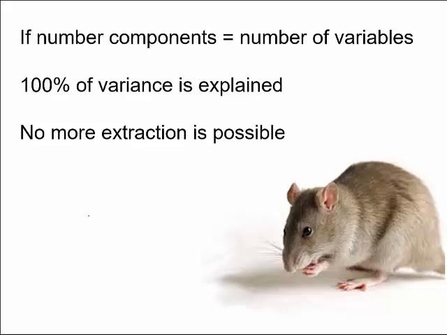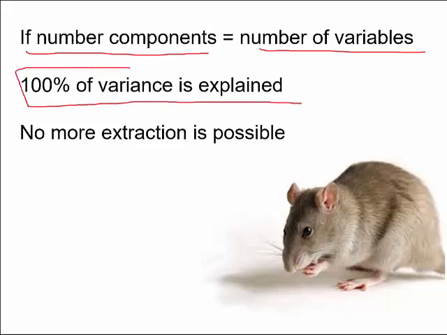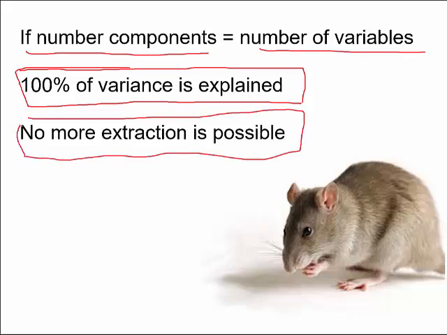And once I have extracted a number of factors that is the same as the number of items on my questionnaire, or components, if the number of components or factors is equal to the number of variables or items on your questionnaire, at that point I will have explained 100% of the variance in my items. So if I have a 4-item questionnaire and I extract 4 components or 4 factors, those four components will explain 100% of the variance in my items. And at that point, it's not mathematically possible to extract any more factors or components.